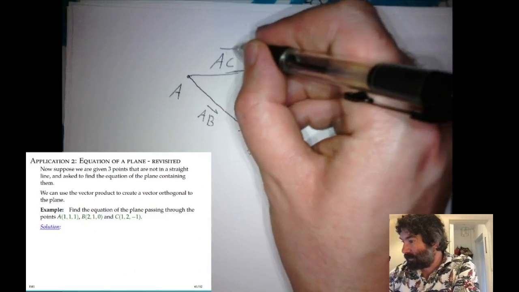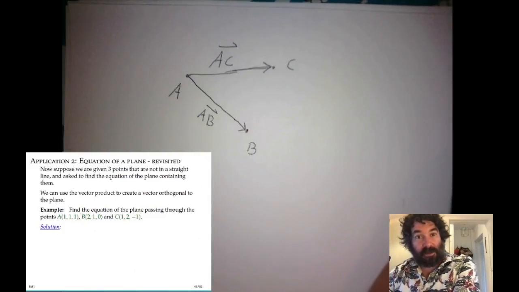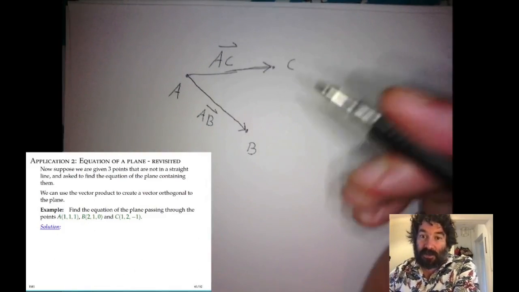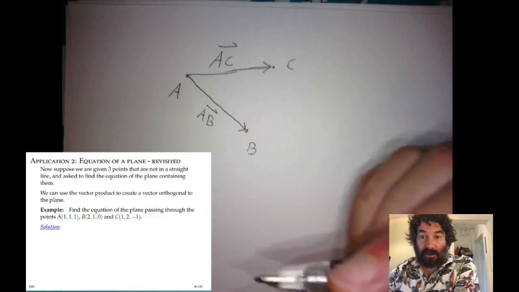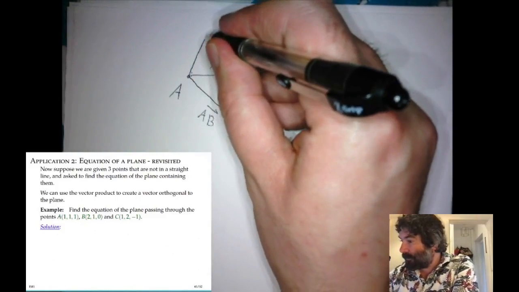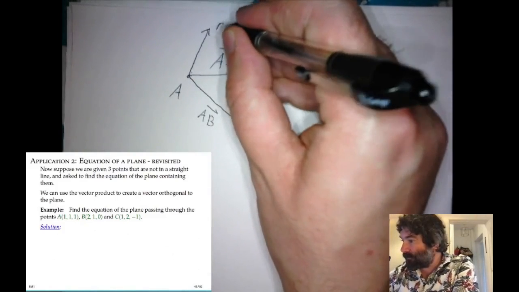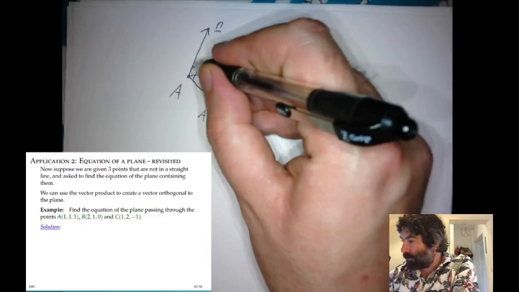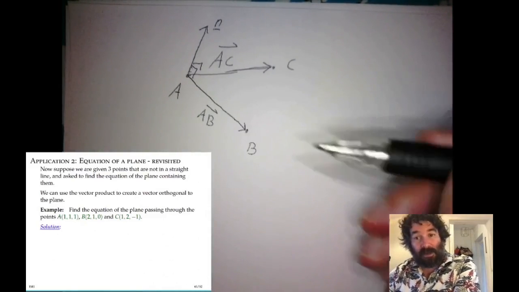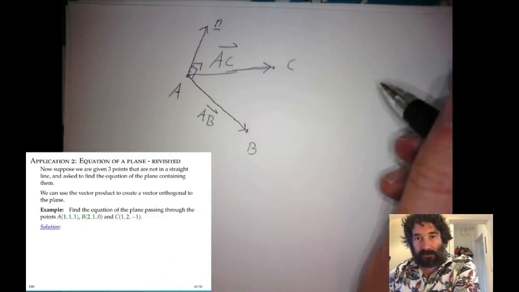Right, this is AC with the arrow over the vector. And so these two vectors, the vector from A to B and the vector from A to C, will both be tangent to the plane. We can take their cross product in order to find the normal vector. So normal vector n will be orthogonal to both of these two vectors, therefore orthogonal to the plane, and then we'll have the normal vector for the plane.